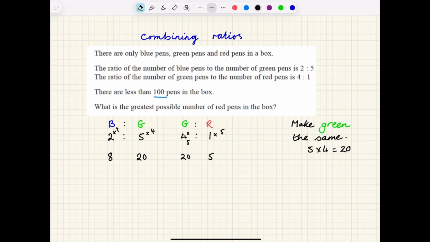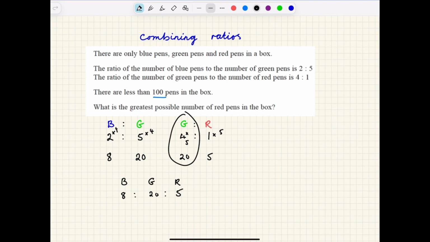Now I can just get rid of this one here. I don't need this one anymore. So I'm going to rewrite my ratio. Blue to green to red. So I've now got 8 to 20 to 5. That's our first part. Now we come to the last part of the question. There are less than 100 pens in the box. What is the greatest possible number of red pens in the box?